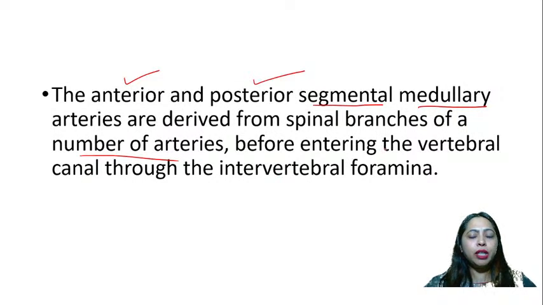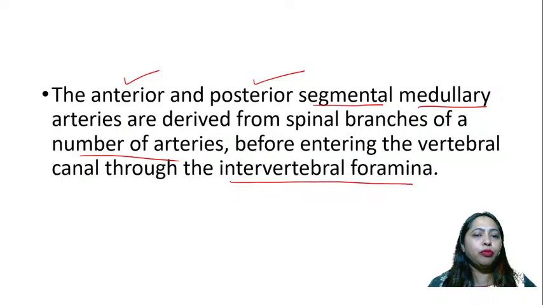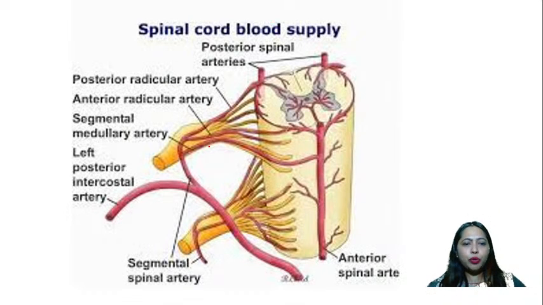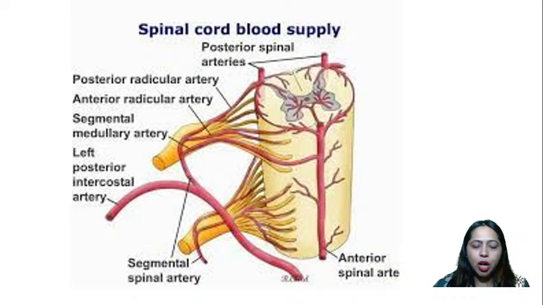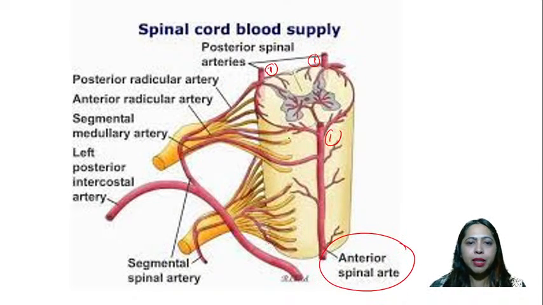Before they enter the vertebral canal, they pass through the intervertebral foramen. Like we saw, they have to pass through the intervertebral foramen, and only then can they form the anastomosis with the spinal arteries. So you can see this is the segmental artery and how it passes through the intervertebral foramen, and you can see that it also forms anastomosis with the spinal arteries. There are two of them on the back side. There is one here, there is one here. There is a single anterior spinal artery. There are two posterior spinal arteries at the back.